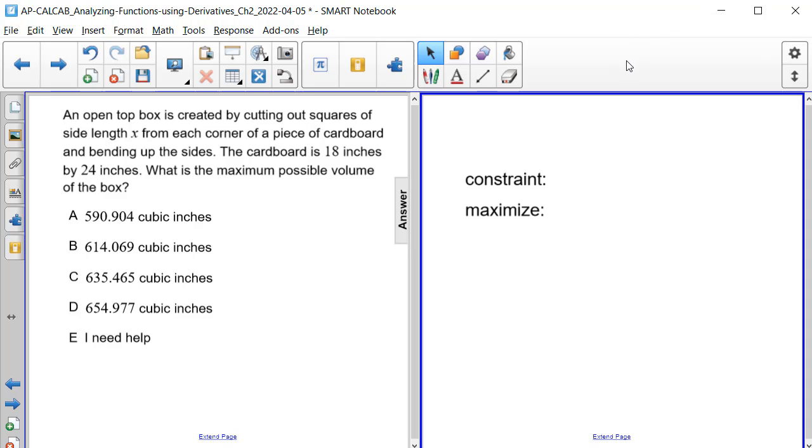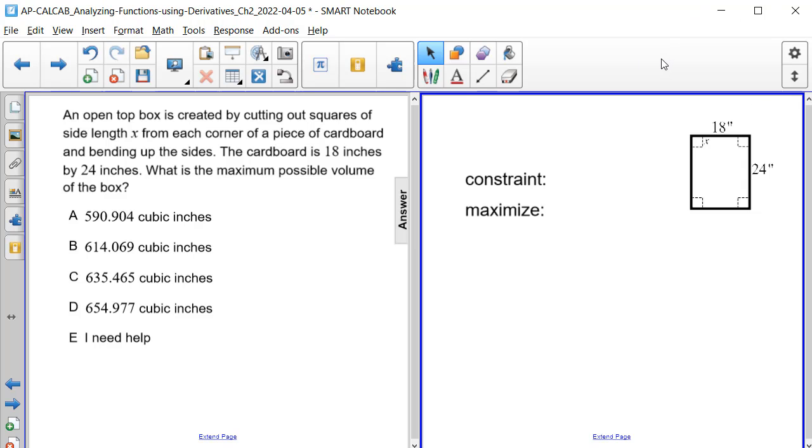The first step when solving any type of these problems is to assign variables to unknown quantities and draw pictures. Well, we're creating a box from a rectangular piece of cardboard, so let's start by drawing our rectangle. We know that it is 18 inches by 24 inches, and each corner is going to have square cutouts, and then we'll be bending in between the corners to create our box.